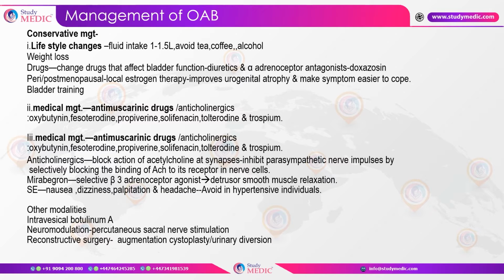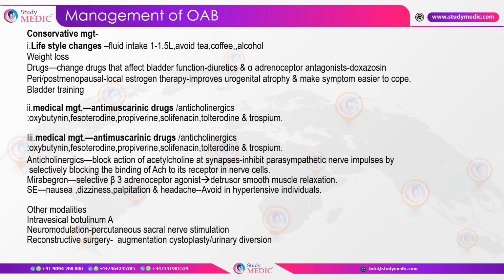Modify her drugs. Drugs that affect her bladder function, like diuretics or some antihypertensives like doxazosin, should be changed. If the woman is in the perimenopausal or postmenopausal age group, offer her local estrogen therapy, because this improves the urogenital atrophy and makes the symptoms easier to cope with. The last is bladder training. This is offered for about 6 weeks.